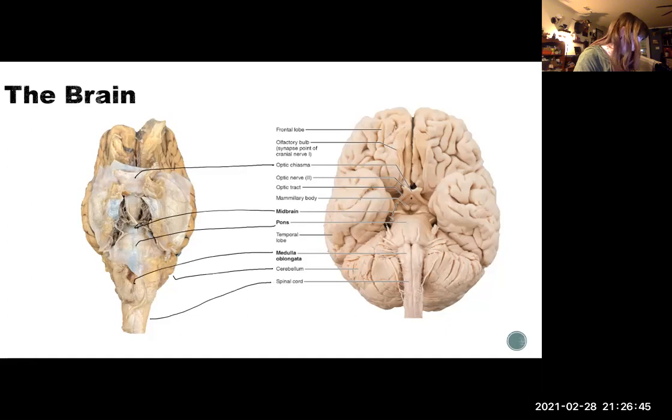And that's really all you need from that, except for maybe the frontal lobe. I think the olfactory bulb was pretty well removed here. That might be one. Okay. Yeah. Pretty cool, right? All right.